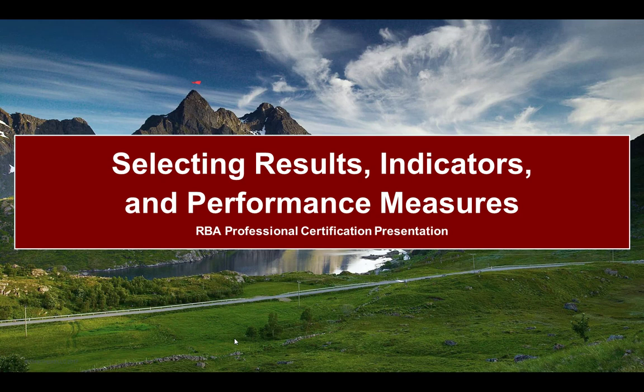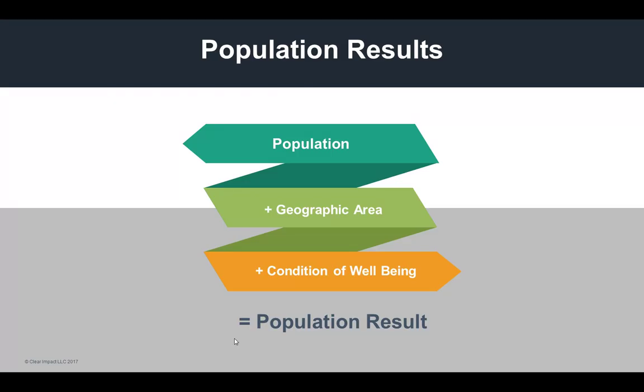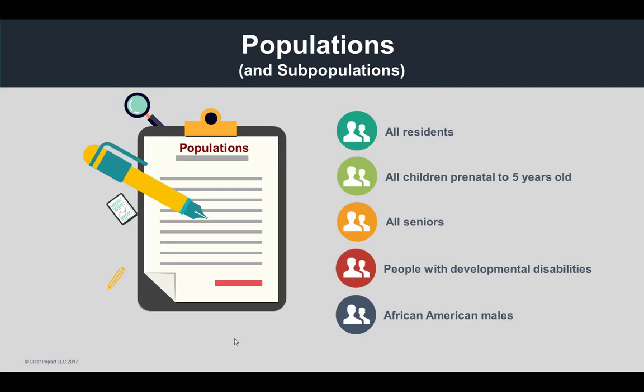Okay, so now let's talk about selecting results, indicators, and performance measures. So a population result can be about a population or a subpopulation. It can even reflect well-being for a geographic area. And it's important to emphasize that a population result will quantify a condition of well-being. A few examples of how we can define a population or subpopulation are shown here: all residents, all children prenatal to 5 years old, all seniors, people with developmental disabilities, African American males.